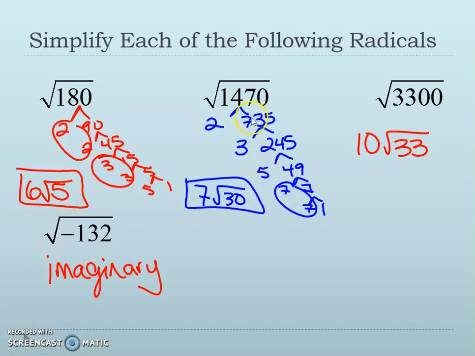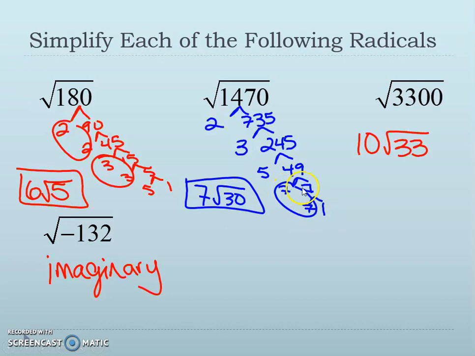So let's try this big number. For 1470, for the factors you just use 2 factors, which is 2 and 735. That's a prime, so you stop here, you just factor this part. So 735 is 3 times 245. And then 245 is 5 times 49. And then 49 is 7 times 7, and then 7 times 1.